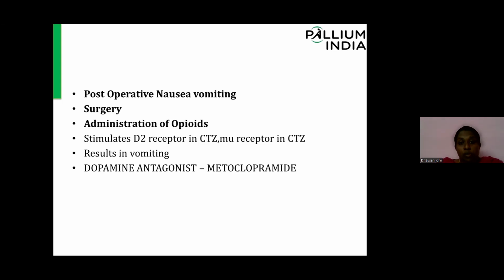So here we are providing dopamine antagonist medicines, that is metoclopramide, because for post-operative nausea and vomiting, usually we are giving opioids for the post-operative pain, or intra-operative surgeries. We can give fentanyl or some opioids. In those cases, the opioids are acting on the D2 receptors and also mu receptors in the CTZ, that will send signals to the vomiting center, and that will result in vomiting. In such vomiting, usually we are giving dopamine antagonists, that is metoclopramide.